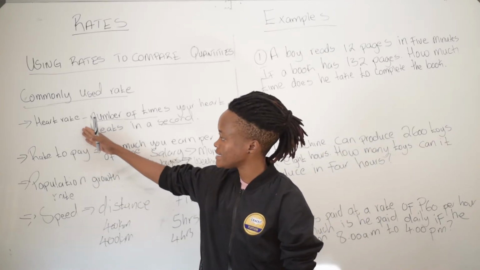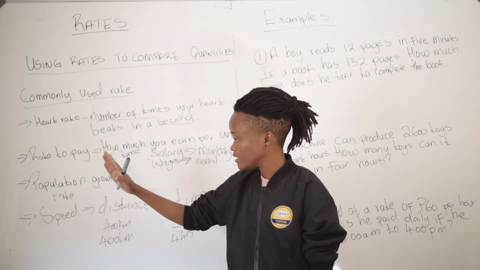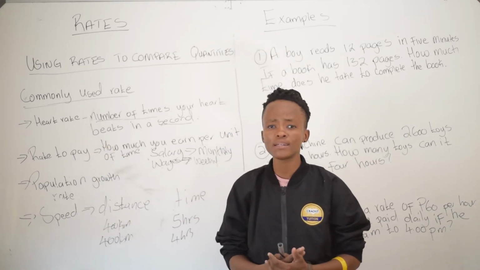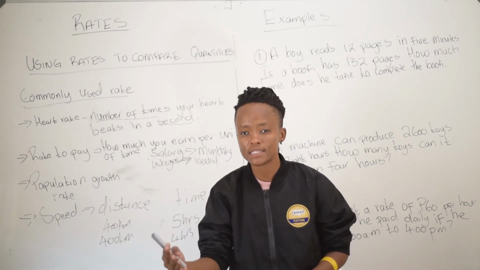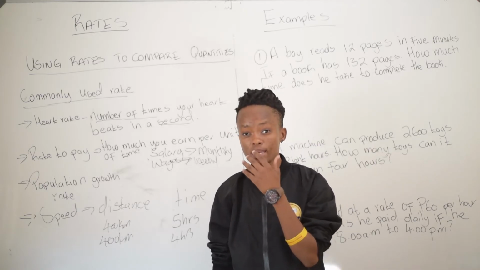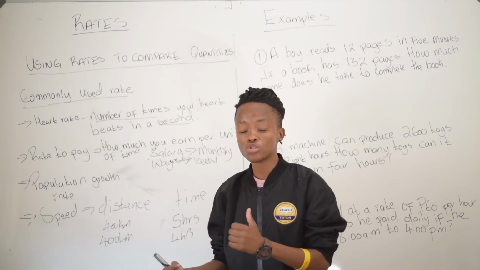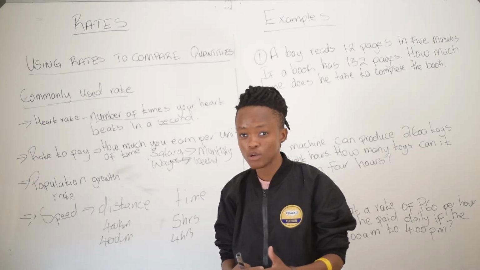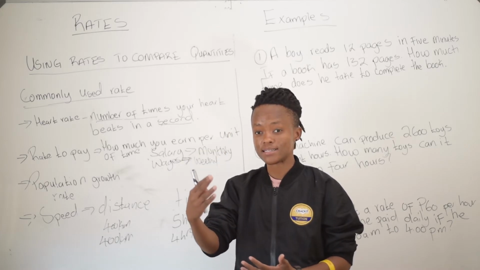We have the heart rate, the rate of pay, the population growth rate, speed, and we also have one called the inflation rate. That is the general increase in price. We know that price can increase. Right now the combi used to be 3 pula. Right now it is around 4 pula. So when you talk about inflation rate, you are talking about that general increase in prices.